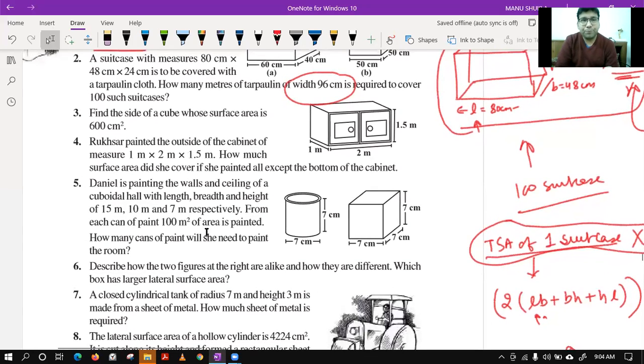Question number 3. Find the side of a cube whose surface area is 600 centimeter square. It's very easy. It's very easy. Find the side of a cube whose surface area is 600, because in a cube there is only one variable.